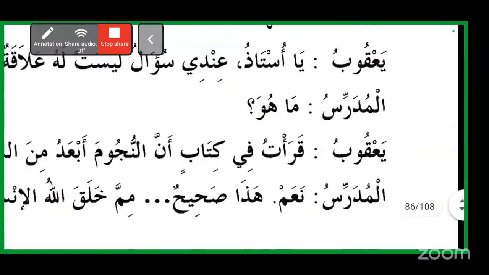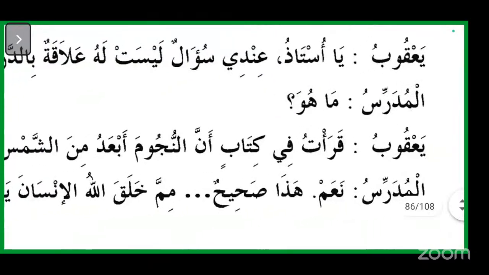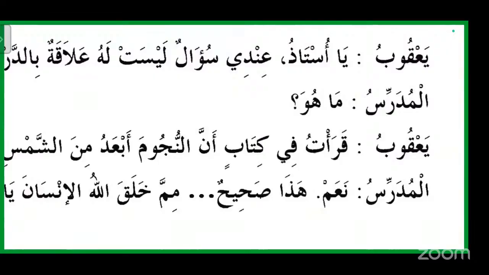Al-Mudarris asks him, Ma huwa? What is it? Yaqub said, Qara'tu fi kitabin. Qara'tu, I read. Fi kitabin, in a book. Anna nujuma, anna means that. An nujuma means the stars. Nujum is the ismo anna. Okay, it is not the maf'ul. Anna nujuma ab'adu min ash-shamsi.